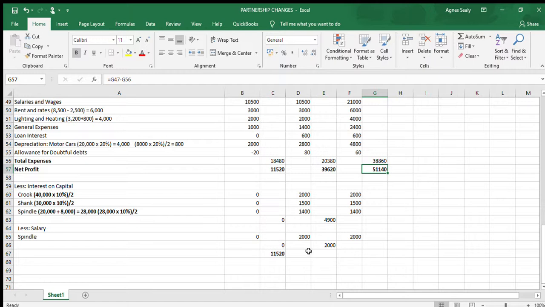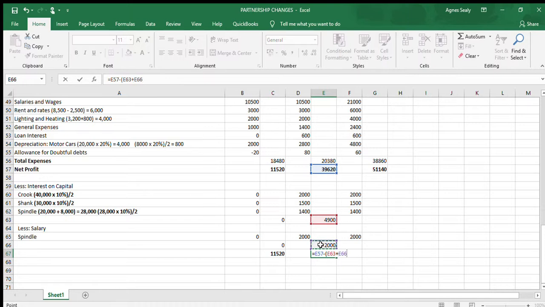So now that we are looking at here, profits to be shared for the 1st of October to 31st of March would be our 39,620 minus our 4,900 plus our 2,000, which gives us $32,720 to be shared.